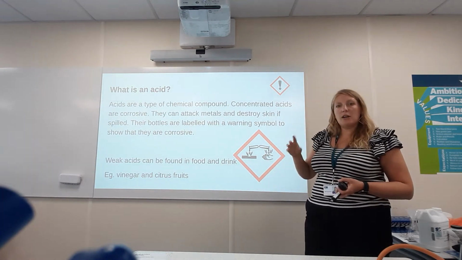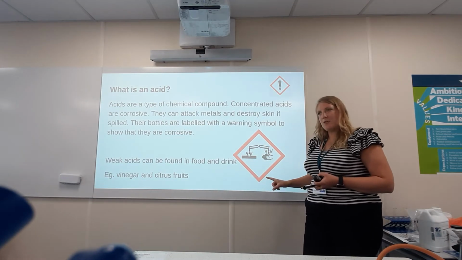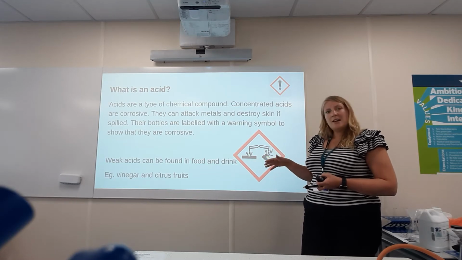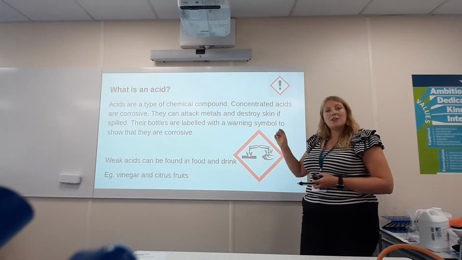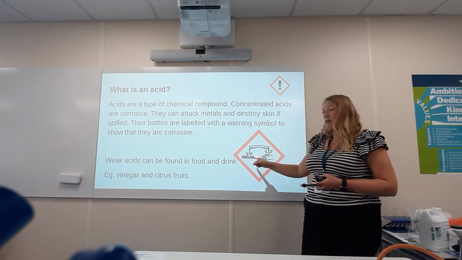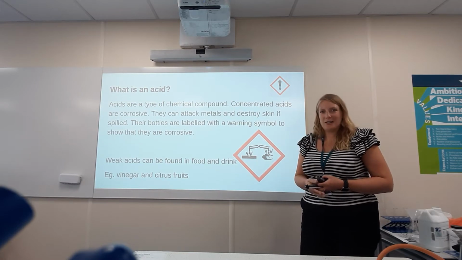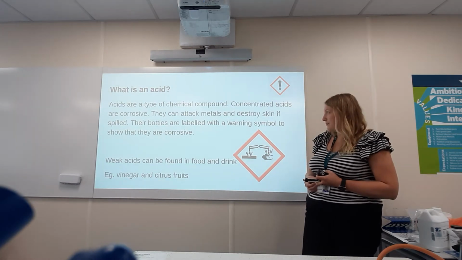Concentrated acids are very corrosive. Now I've put this symbol on, we did do it at the very, very beginning of year 7, you may have forgotten it. This means corrosive. Okay, what that means is the substance, acid in this case, is able to actually burn through things. So very, very strong acids will burn through wood, they will burn through people's hands. Okay, so we need to be really careful when we're dealing with very concentrated acids.